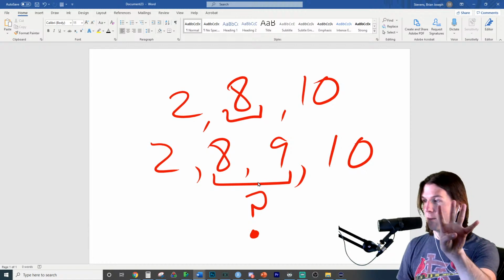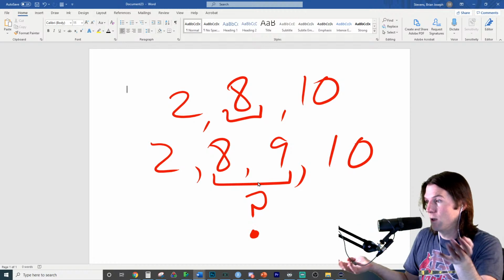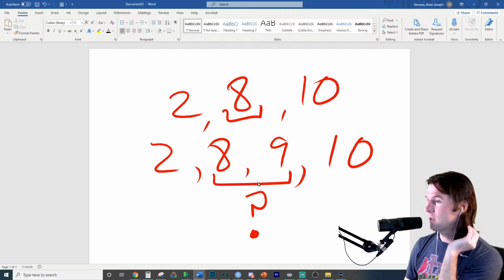There's no middle number now. So what would be the median number? We put the numbers in order and we find the middle number, but there's not one. So what would be the median of this data set?